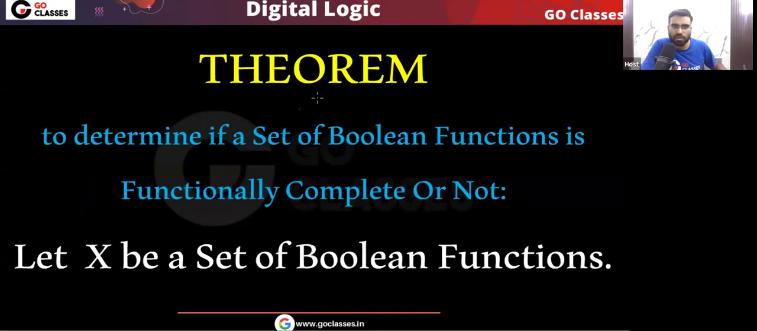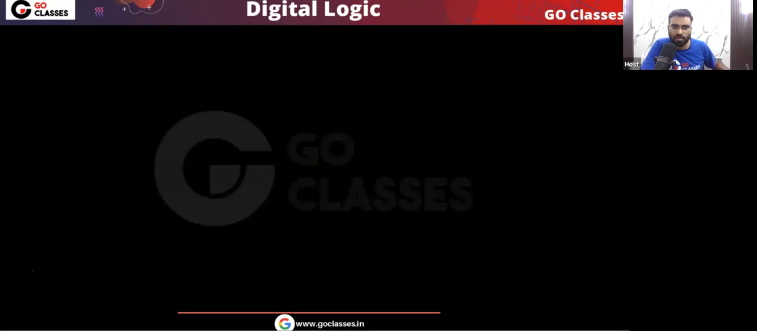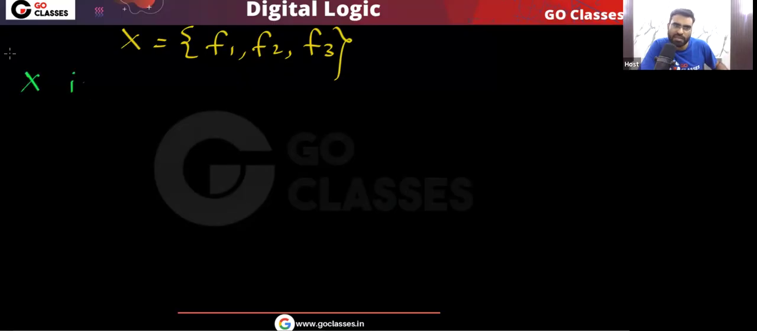Okay, is this clear? So what is the theorem? The theorem is actually very simple. Let me tell you the theorem. See, this is your given set of functions, f1, f2, f3. The question is asking, is this functionally complete or not? So let me tell you, X is functionally complete. What are the results we have seen?